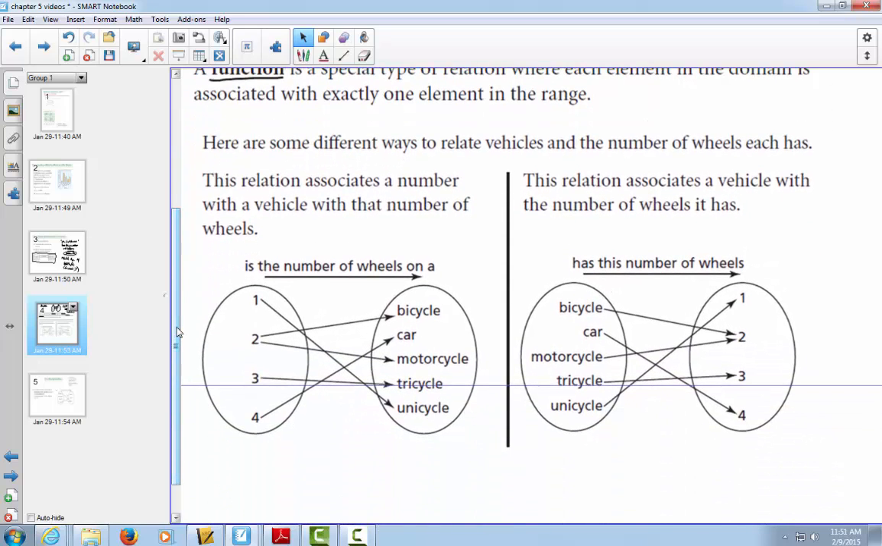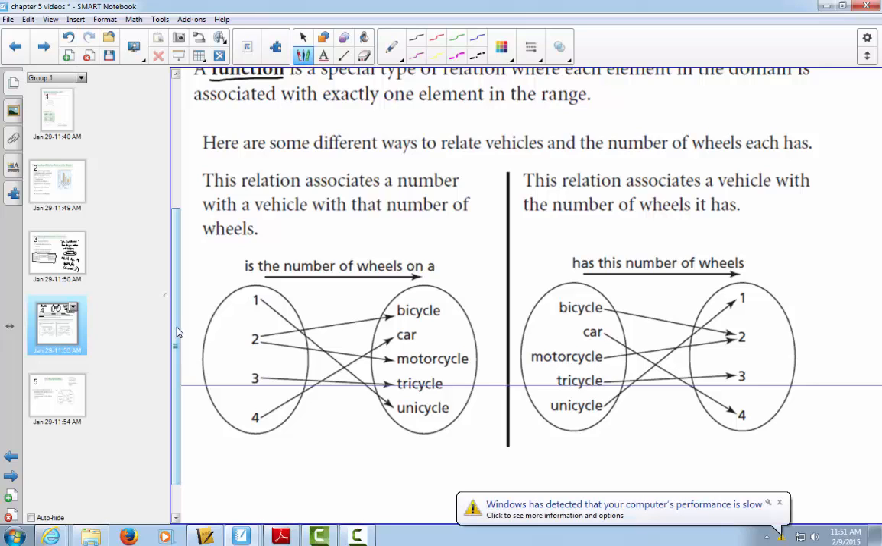Here are some different ways to relate vehicles and the number of wheels each has. These are relations, because when you look at this, two wheels can be a bicycle or a motorcycle. So what happens is a relation. There's a connection, number of wheels, and the vehicle type. Now, if we look at it the other way, this relation associates a vehicle with the number of wheels it has. Now we're going the other direction.